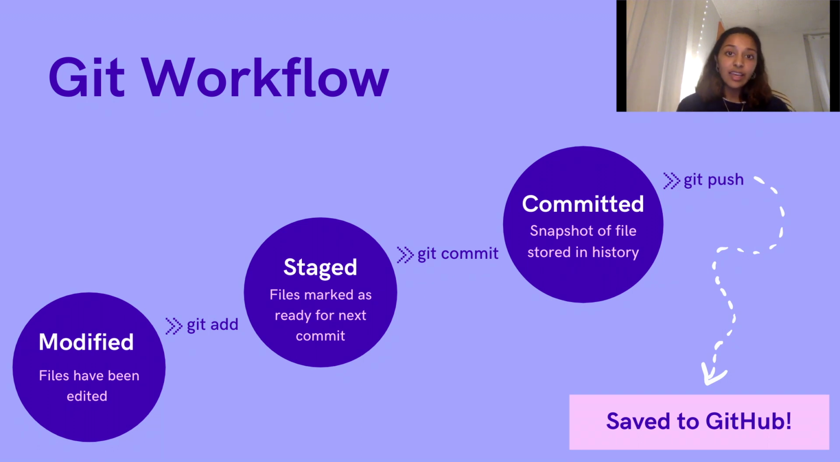The second stage is the staging stage. By saying git add dot or git add file name, you've marked a file as ready to go into your next commit. And the third and final stage is committing. The committed stage means your modified file has been stored in your local database of your commit snapshots. And then we also went through a fourth action, which is pushing to your GitHub or cloud-based storage system. So those are the three main stages of Git that you just saw.